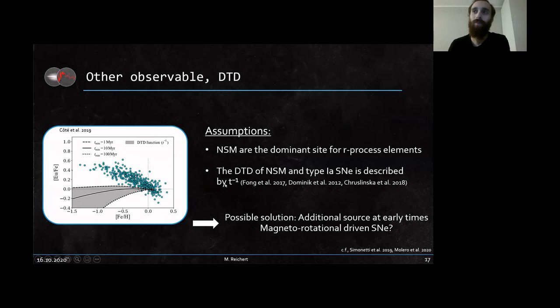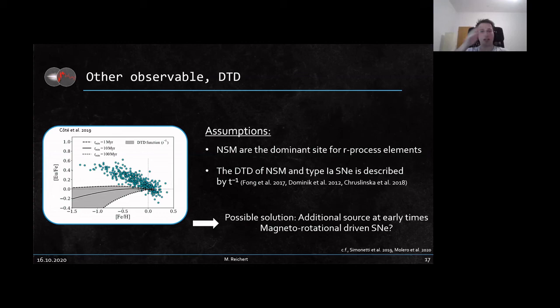But one of them is an additional burst of europium at the beginning, whether it's from neutron star mergers or not, no one can tell. But also magneto-rotational driven supernovae could be an interesting source. And apparently in this paper, they also calculated the residual europium that would be necessary to describe this decrease. And if you calculate this residual, it also shows you that you need a source that is active at early times and fades away later.